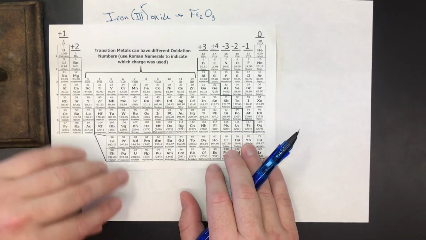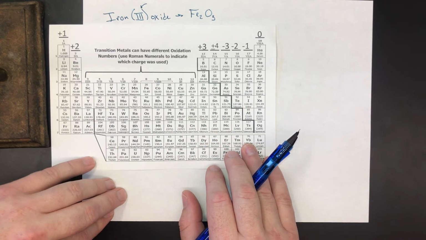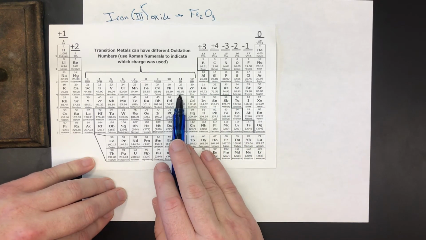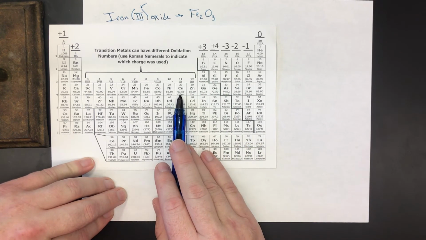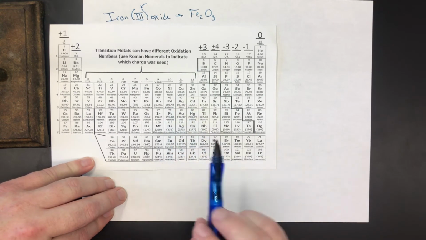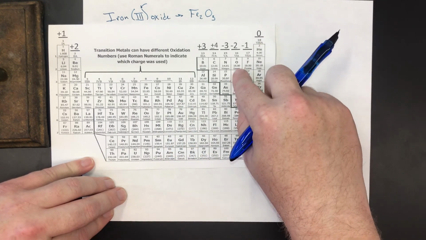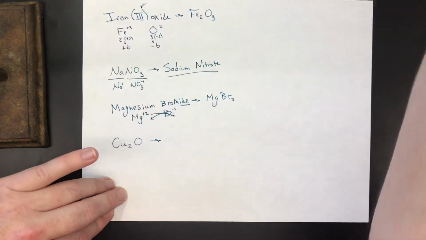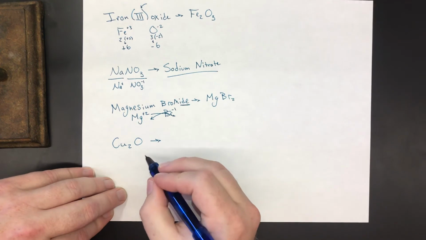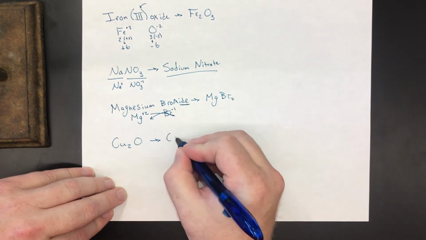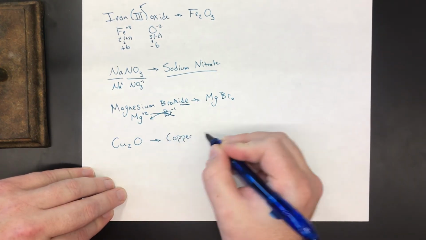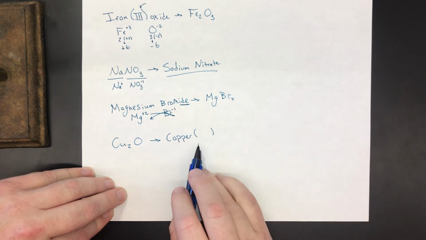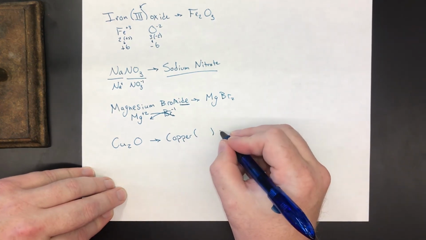So what I need to do is figure out a few things. Do I need a Roman numeral? Well, yes, copper is a transition metal, so we need to identify its charge with a Roman numeral. And we don't have any polyatomic ions. So I know I'm going to need to change the ending of this to "ide," I-D-E. So I have copper. It needs a Roman numeral, so I'm just going to put a spot for that. And then oxide.